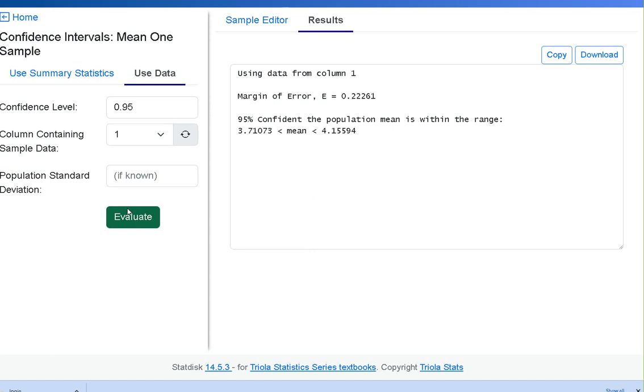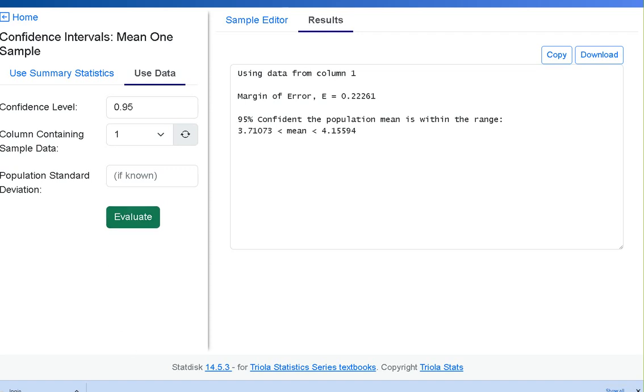Bam, there we go. Our 95% confidence interval for the population mean is between 3.71 and 4.16, we'll call it. So 3.71 is less than mu, is less than 4.16. You know, let's keep the margin of error around. It's kind of an interesting thing to look at. E is 0.223, we'll call it. That's our margin of error.